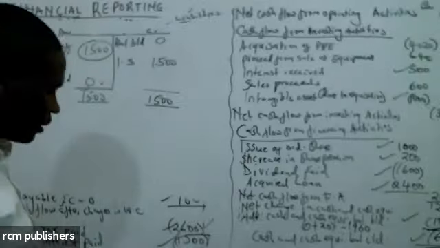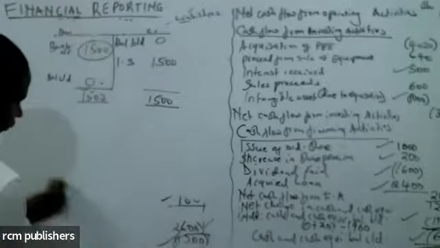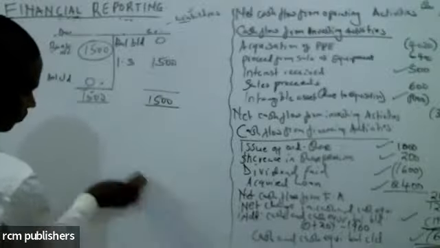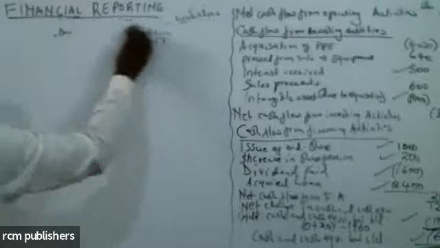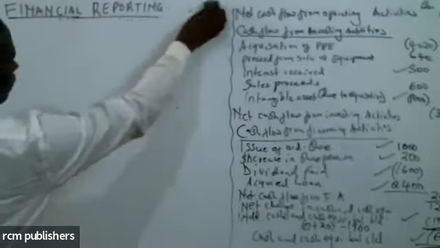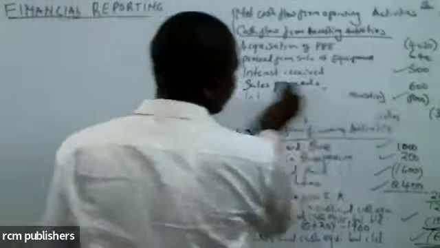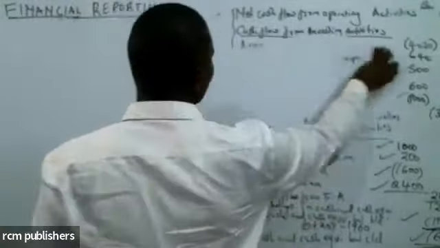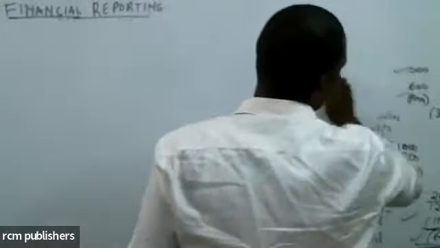As far as the tax and the interest is concerned, you need actual tax paid. Your 1500 interest paid, 1500 was the actual interest paid. Good.